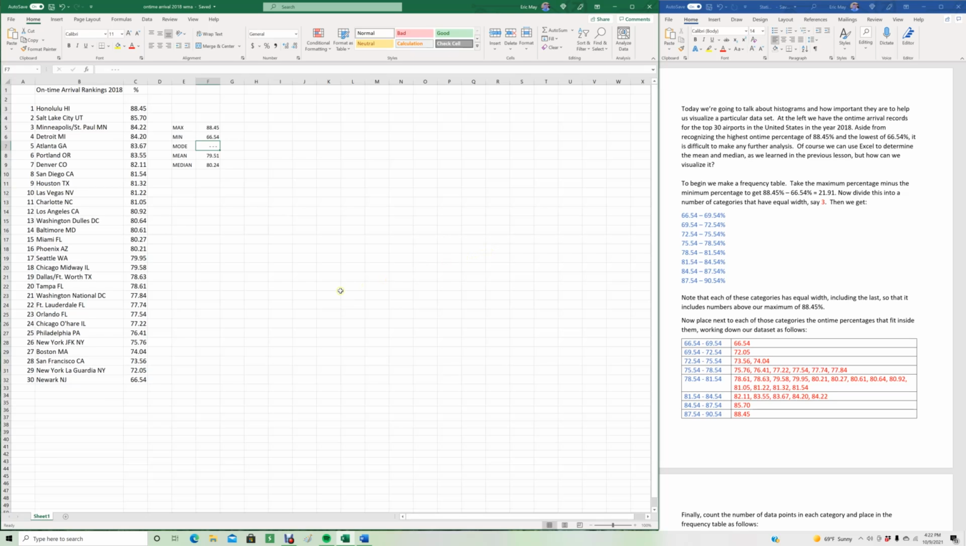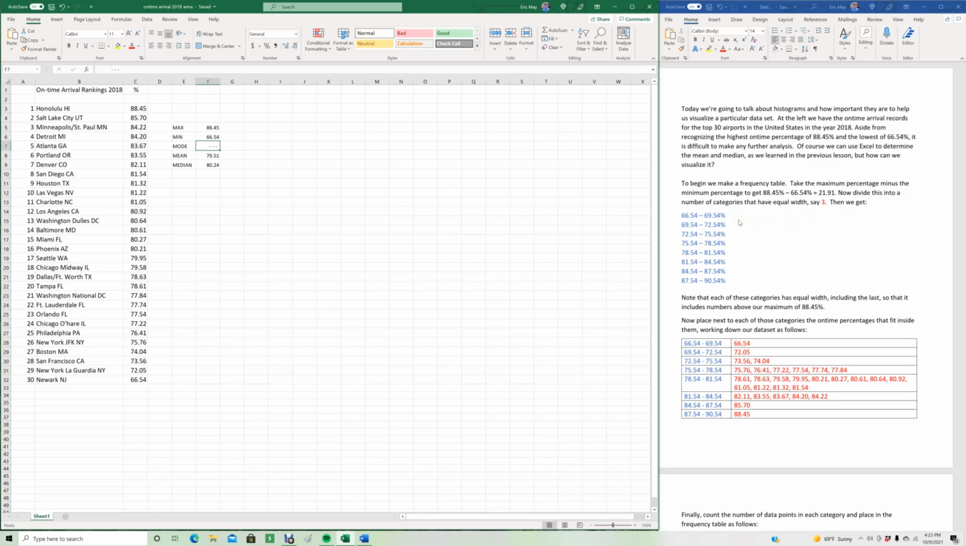We take the maximum percentage, 88.45, minus the minimum percentage, 66.54, and we get a value of 21.91. Now we take this value and divide it into a number of categories that have equal width. For example, today we're going to say 3. Then we get the following categories.